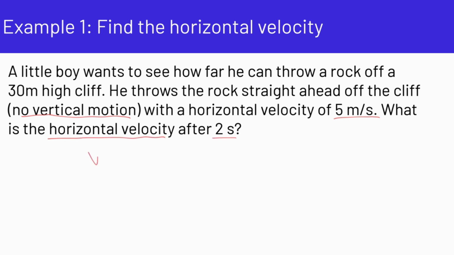So remember that our initial horizontal velocity, so I'm just going to write an IX here to note that it's in the horizontal direction, is equal to our final horizontal velocity. So our initial horizontal velocity is equal to 5 meters per second. Therefore, our final horizontal velocity is also going to be equal to 5 meters per second.